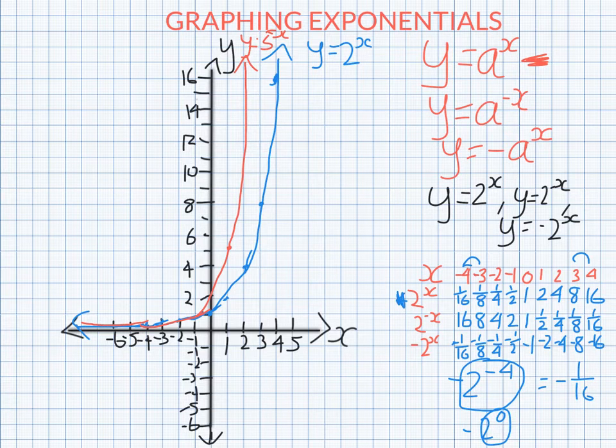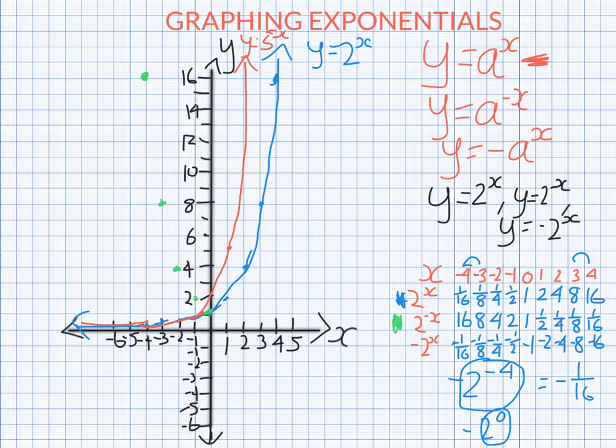Okay, let's now look at the second one, 2 to the power of minus x. I'll graph that in green. It's sort of the same, except the values are reversed. At minus 4, the y value is now 16. Then we have minus 3, 8, minus 2, 4, and then minus 1, 2. It still goes through the point 0, 1. The y-intercept is still 0, 1.